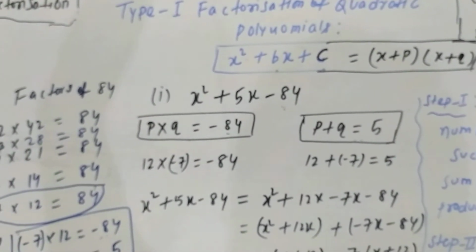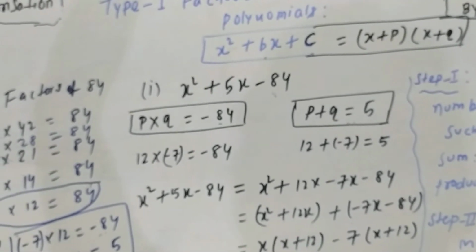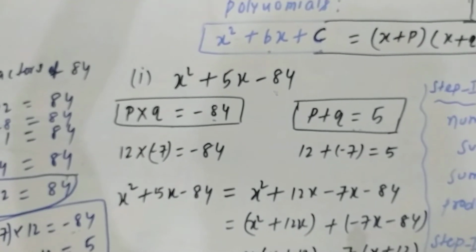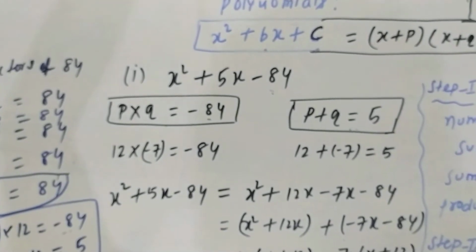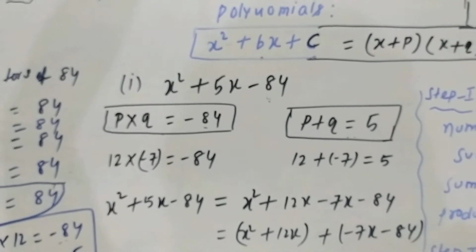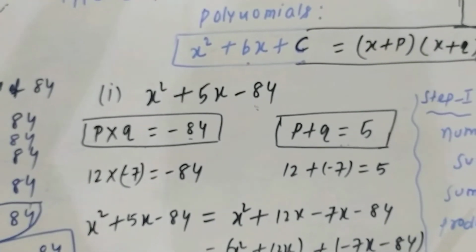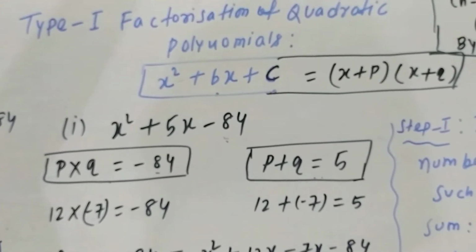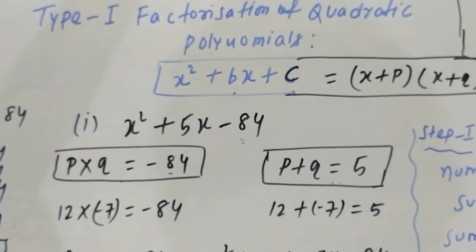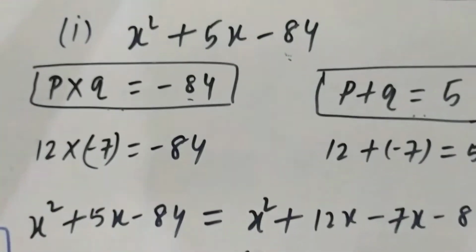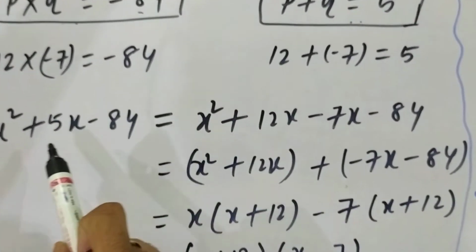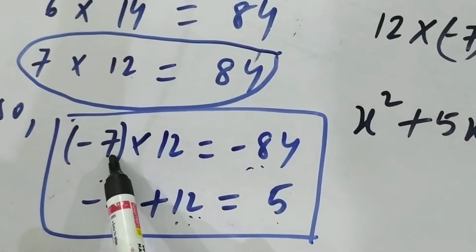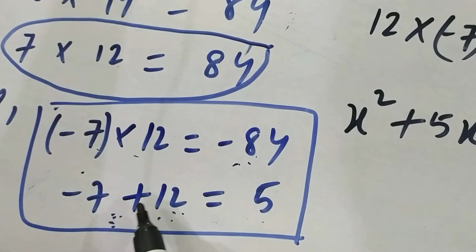It's very compulsory: on this side we write the factors of 84, and if you want to write the steps, write them. If you already know, by practicing you can understand the steps. So this is the first question I am solving, based on factorization of quadratic polynomials. Quadratic means nothing but the power of 2. See here. We already got minus 7 into 12, minus 84, and minus 7 plus 12, 5.